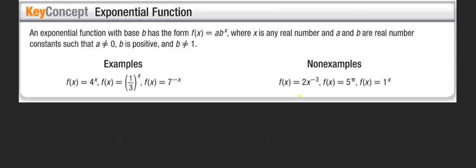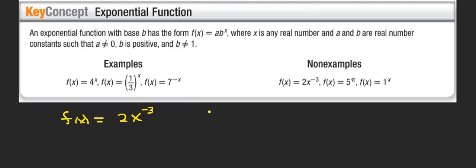Now, what are some examples that are not exponential functions? Well, like f of x equals 2x to the negative 3. First of all, the base is not a real number. It's a variable. So this is not exponential. Not only that, the exponent is not variable. So this is not an exponential function.